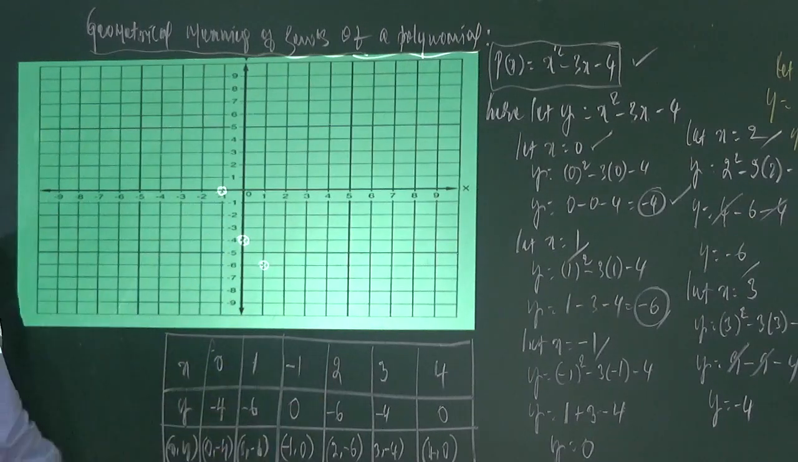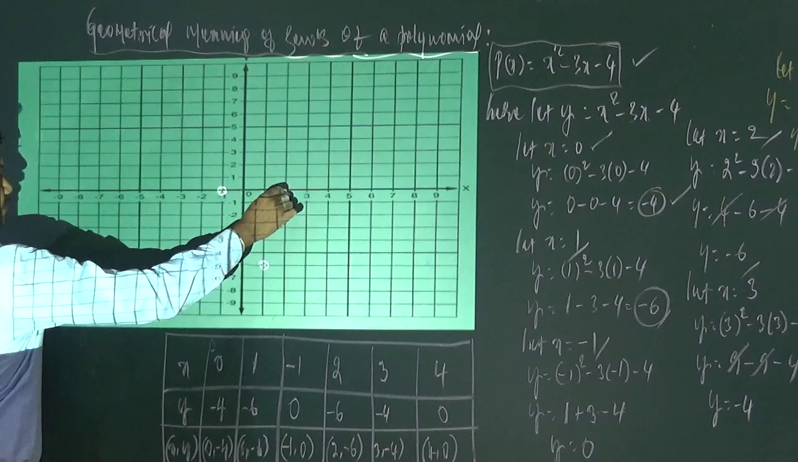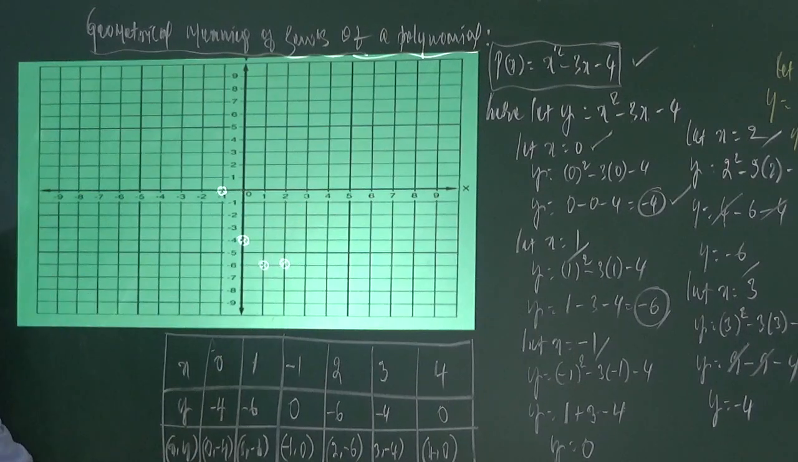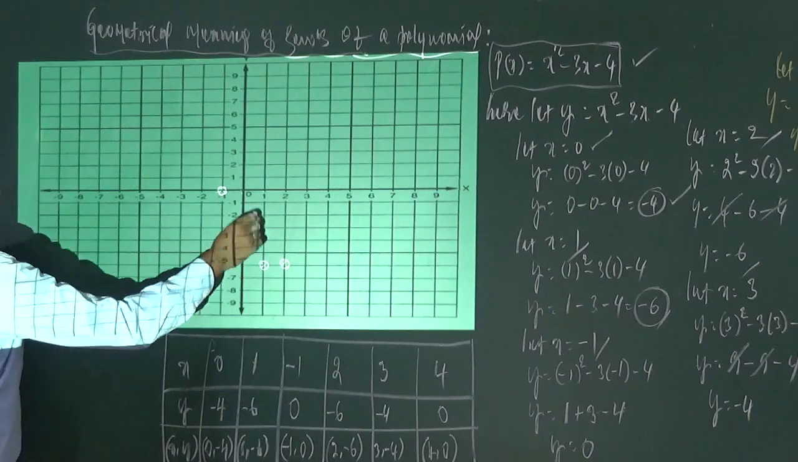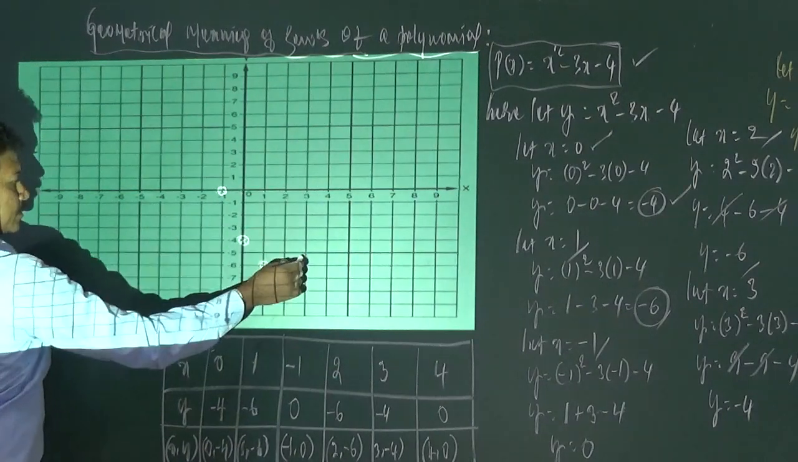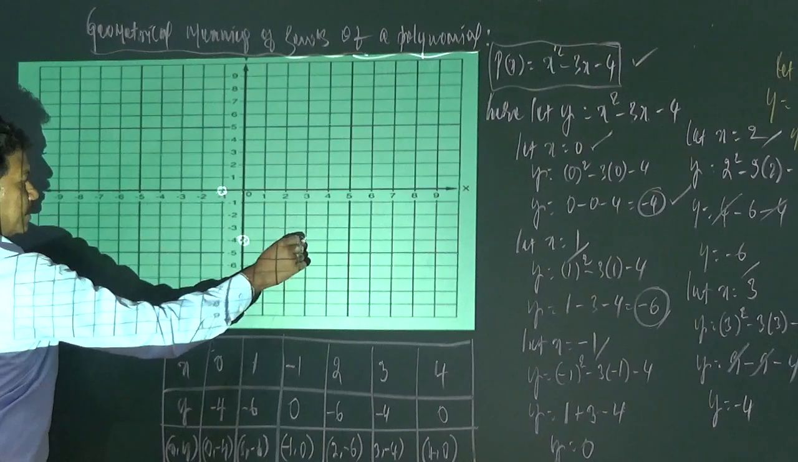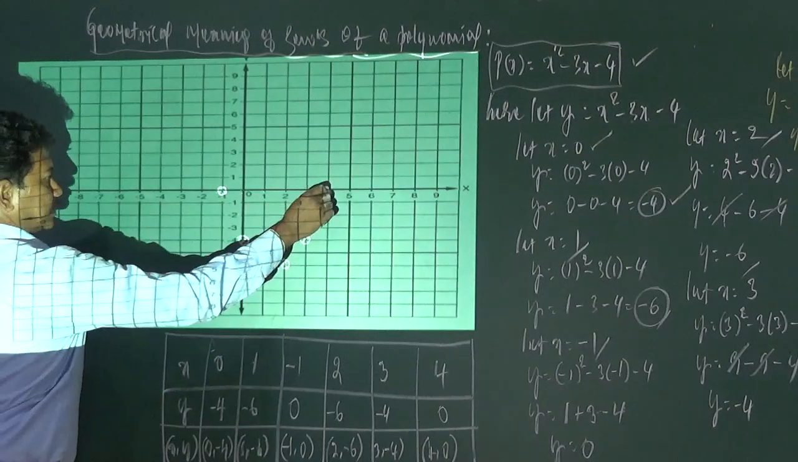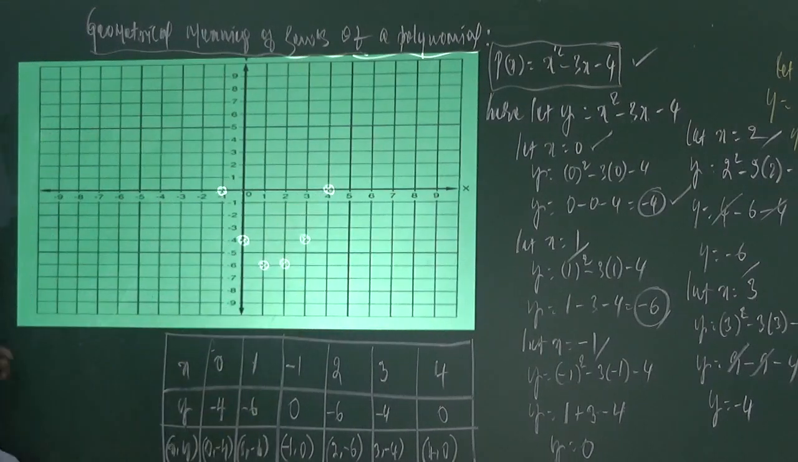2 comma minus 6, 2 on x-axis, minus 6 on y-axis. So the point lies here. 3 comma minus 4, 3 on x-axis and minus 4 on y-axis. So the point is here. And then 4 comma 0, 4 on x-axis, 0 on y-axis. So the point lies on x-axis itself. So here, these are the points we have got.